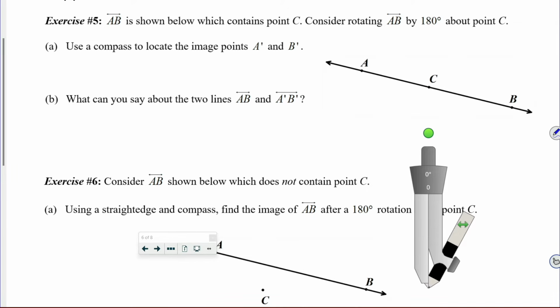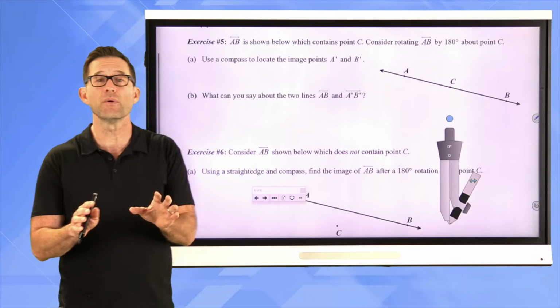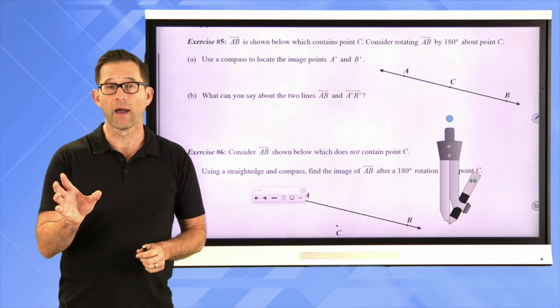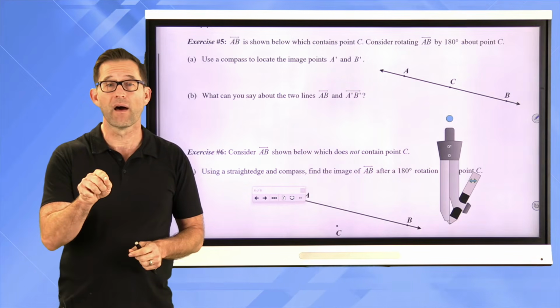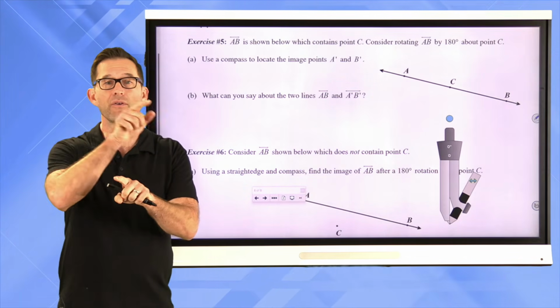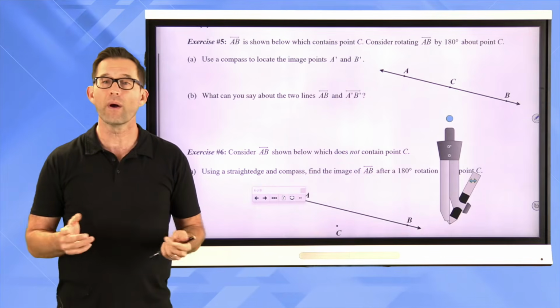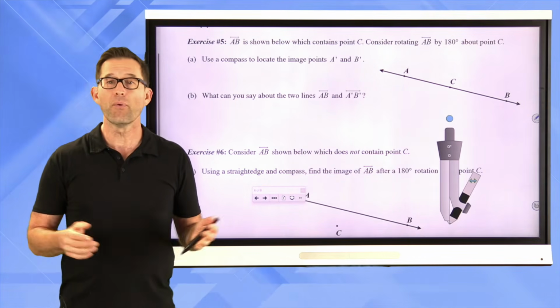Letter B, what can you say about the two lines, line AB and line A prime, B prime? So this is interesting, and it gets into a very basic issue. If I have a line and a point on that line, and I rotate the line 180 degrees about that point, what happens to it?